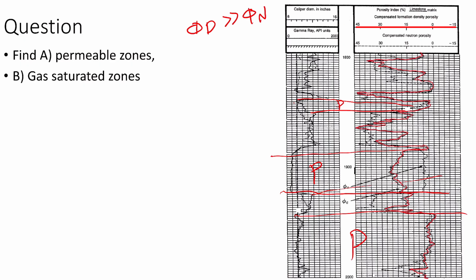Within this permeable zone, if you look here, you see that, for example, phi n in this zone is about 5%, but phi d is about 30. So I can consider this zone to be a gas saturated zone.